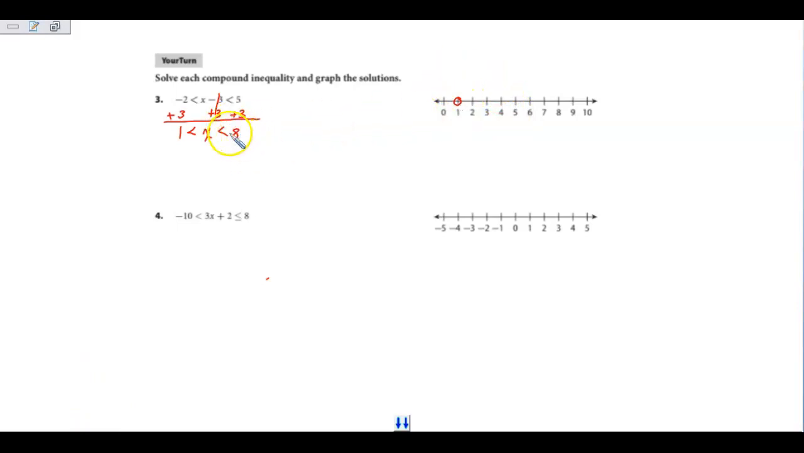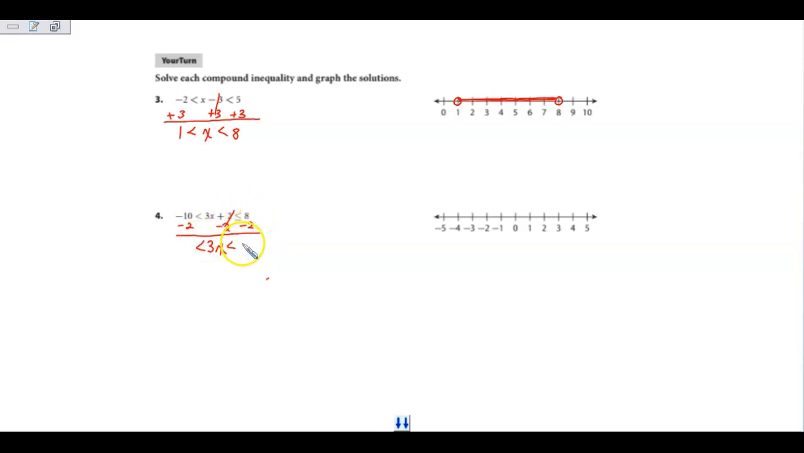And then because it's also going to go to 8 but not equal 8, we're going to put a circle on 8. And then everything in between gets a line. Okay? Then we have -10 is less than 3x plus 2, which is less than or equal to 8. So we're going to solve for x by moving the 2. And again, there's 3 sections, so we're going to do this 3 times.